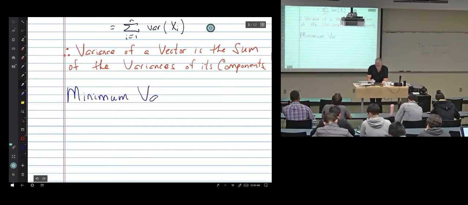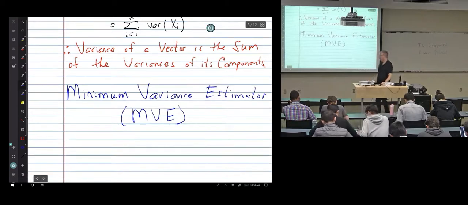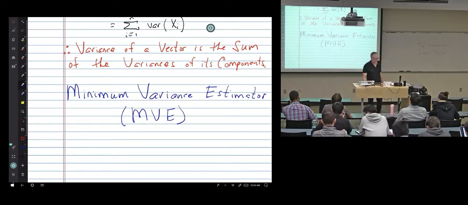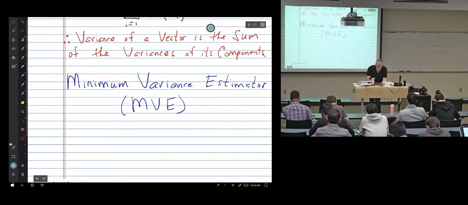Minimum variance estimator. So it's typically abbreviated MVE. Okay, so we have RLS for recursive least squares. We have BLUE, best linear unbiased estimator, MVE, minimum variance estimator. These are all the types of different problems that we've been looking at. Okay, so here's the model.